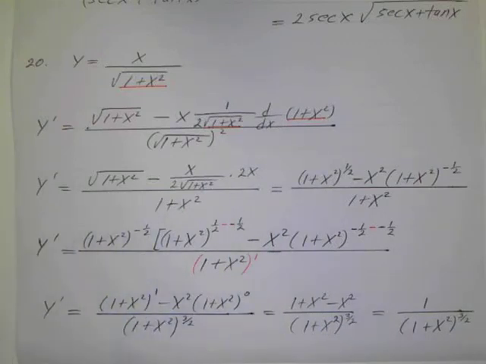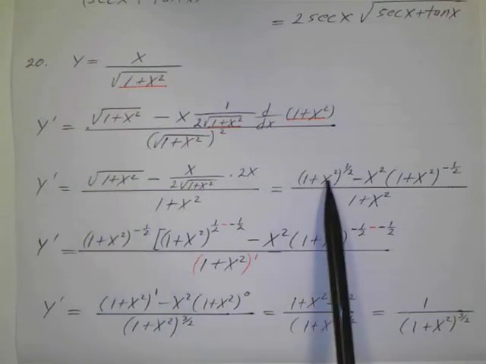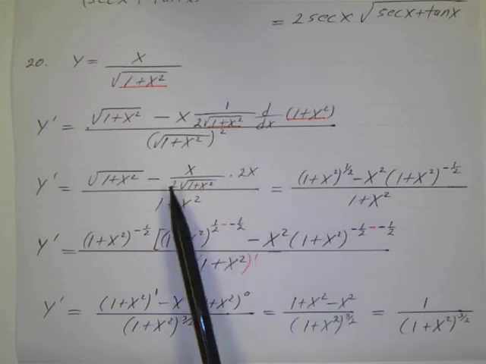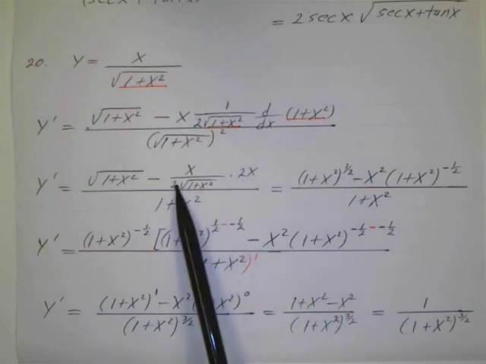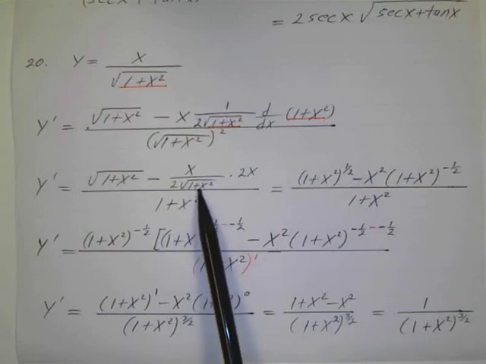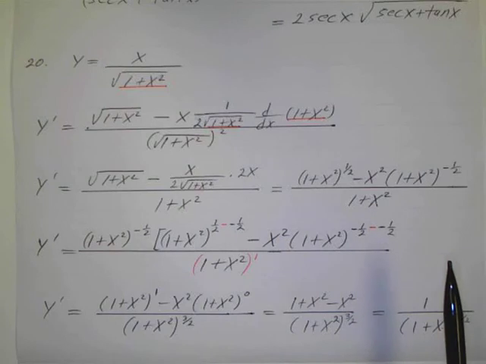Now what I can do is write everything in fractional exponents, and you'll see why in just a moment. So this is going to be 1 plus x squared to the 1/2 minus, and then the 2's cancel, or 2 over 2 is 1, I should say. And then x times x is x squared, and then I can bring this up as a negative 1/2. I can do that. All over 1 plus x squared.